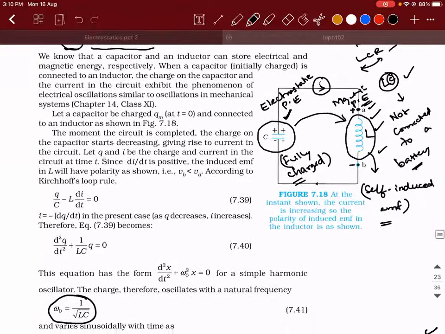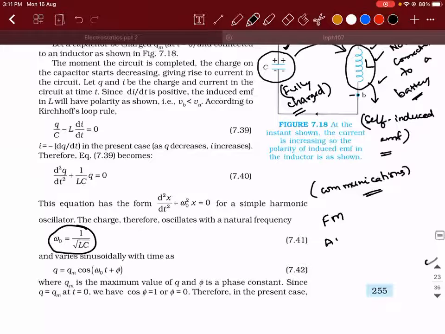The main application of this device is in the field of communications. What do I mean by communications here? See, if you go and look at your textbook part 2, the 15th chapter is known as communications. In that, you will be learning about different kinds of modulations: frequency modulation, amplitude modulation, then pulse phase modulation.